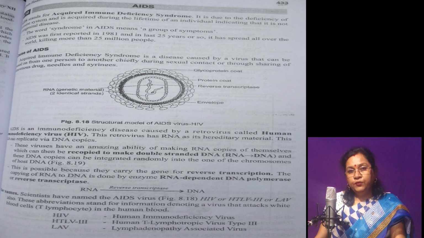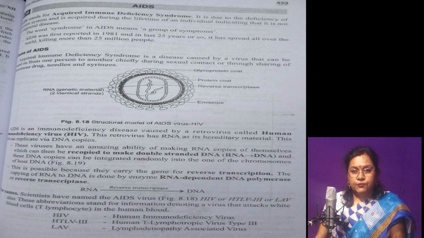Now, which individuals are at high risk? Those who have multiple sexual partners, drug addicts who take drugs intravenously, those who receive blood transfusions, those who have thalassemia or leukemia and require repeated blood transfusions, and the children born to an HIV-infected mother.